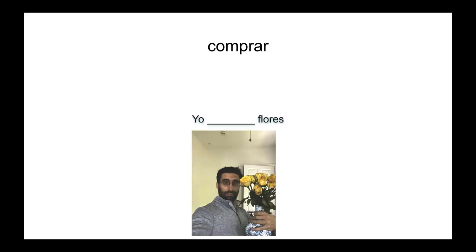I buy flowers. ¿Cómo se dice en español? Yo compro flores.